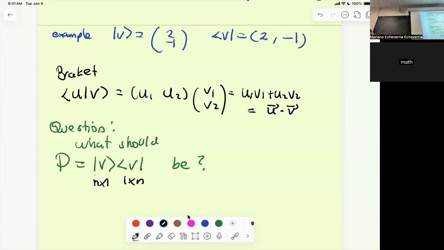So yes, we expect this to be an n by n matrix. That's where I was headed. But what type of n by n matrix? That's what I was going to explain. It should be a square.